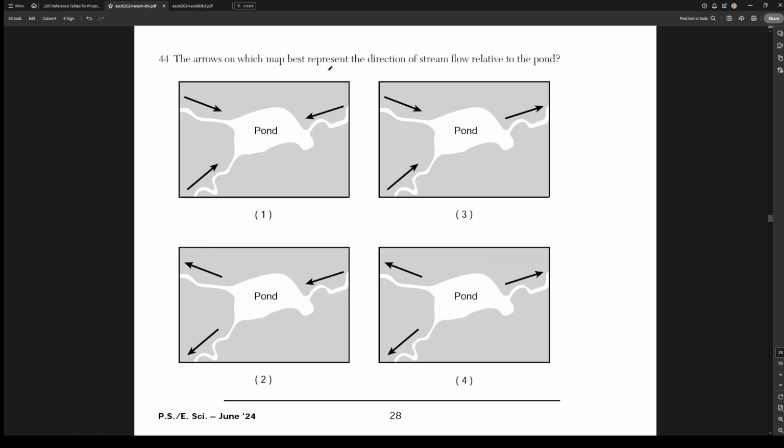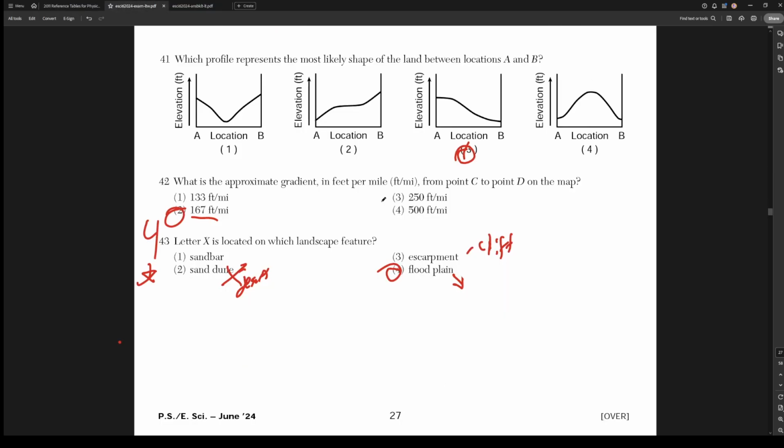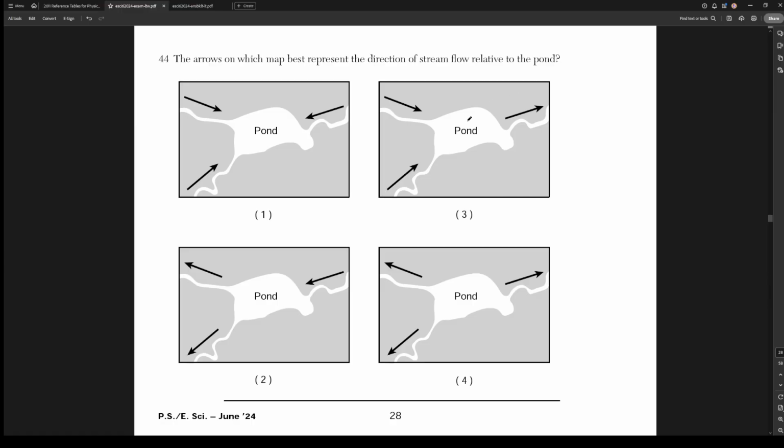The arrows on which map best represent the direction of stream flow relative to the pond? So we already did this. The stream's going to flow this way. So relative to the pond, it's going like this, northeast. Let's see if that's an answer. Yeah, it's going to be 3.